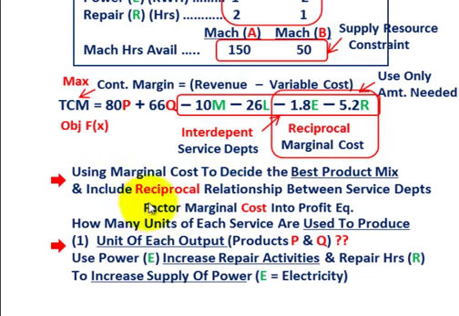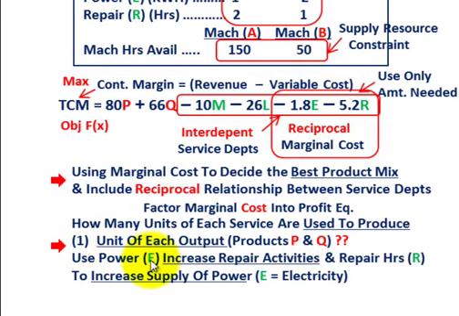So we're going to be factoring that marginal cost into the profit equation that we have here. We've taken those marginal costs for material, labor, and then our power and our repair costs into account, and we look at it in terms of contribution margin, not profit, when you're looking at it in those terms. So the question we're going to have is how many units of each of our services, that power and our repair costs, are going to be used to produce 1 unit of each of the outputs, products P and Q. So ultimately that's what we're getting down to when we're looking at our marginal cost.